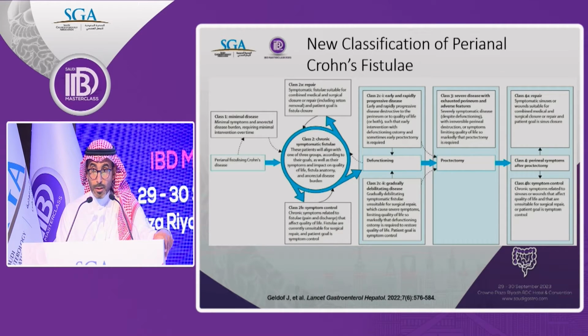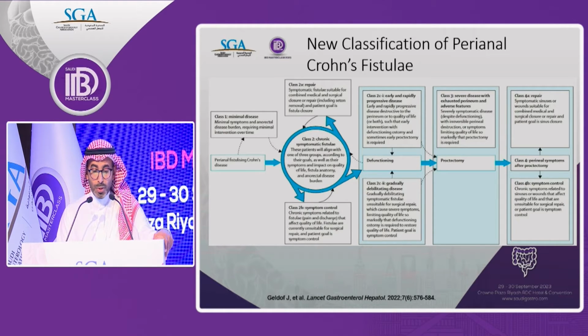And you have class 2, which is divided into subgroups, class 2A, 2B, and 2C. Class 2A is repair. So you have a symptomatic fistula suitable for combined surgical and medical closure, either seton and biological therapy.